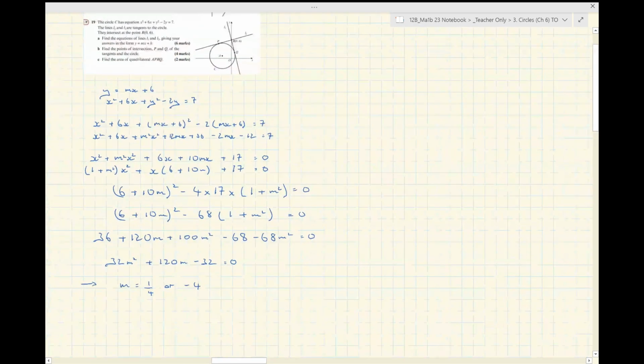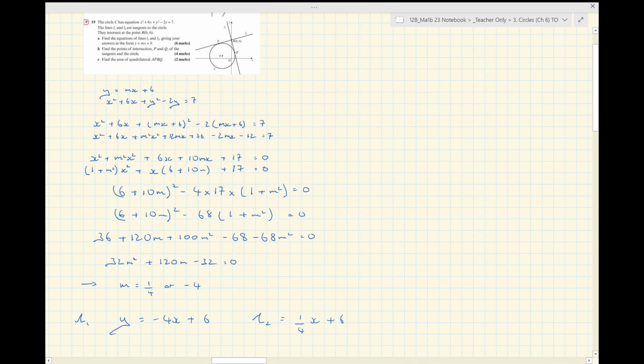Here's the diagram showing the two lines. One of those, the line L1, will have a gradient of minus 4. So that's y equals minus 4x plus 6. And the other one, L2, must have a gradient of a quarter. So that will be y equals a quarter x plus 6. And that is my answer to part A.